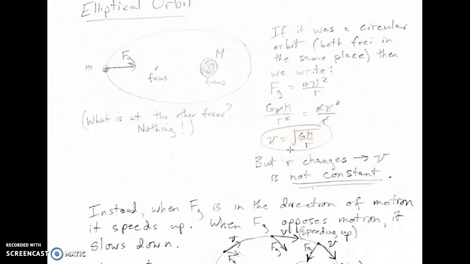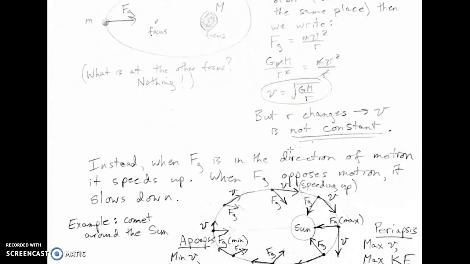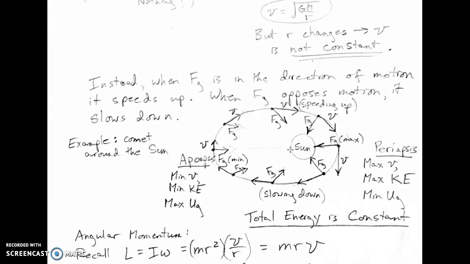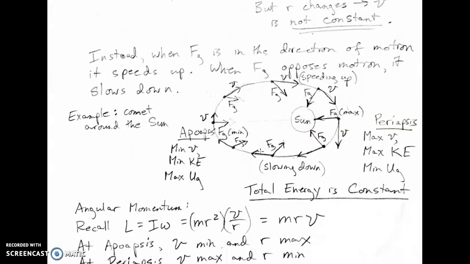V is changing, and that's an important feature of an elliptical orbit, which, by the way, every orbit in the universe of planets and moons and comets, they're all elliptical, or maybe they're the special case of circular. Every orbit is elliptical, and that means its velocity is changing. In fact, the velocity is increasing as it gets closer to the thing it's orbiting, and decreasing as it's going away. By the way, the thing it's orbiting is at one of the two foci, and there's nothing at the other focus.